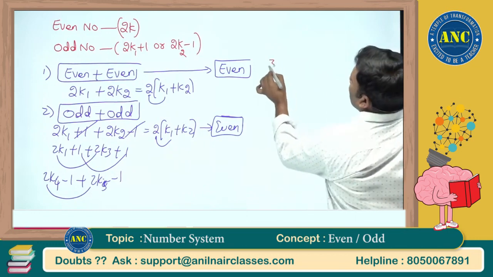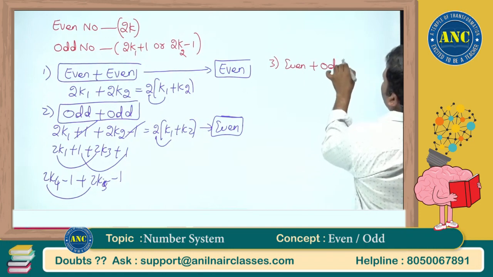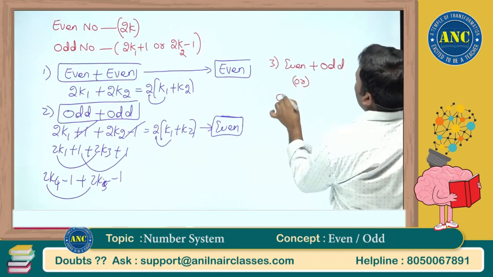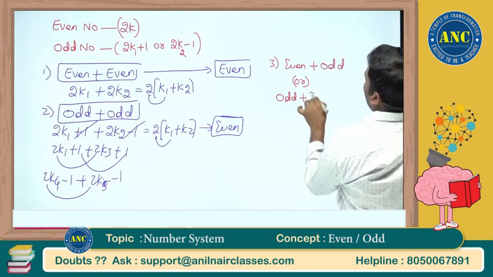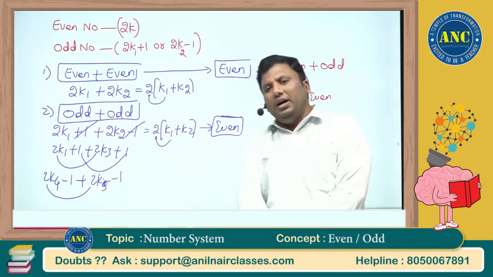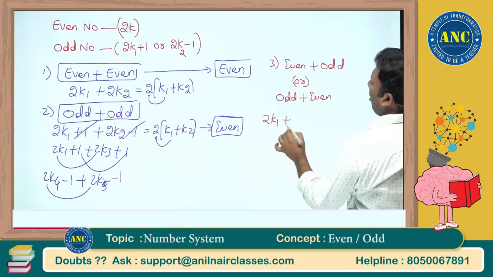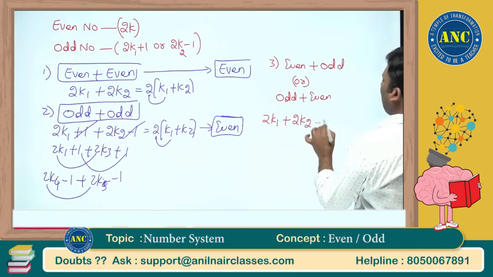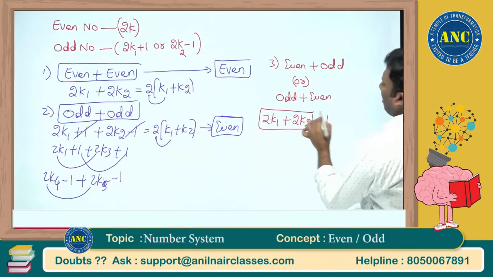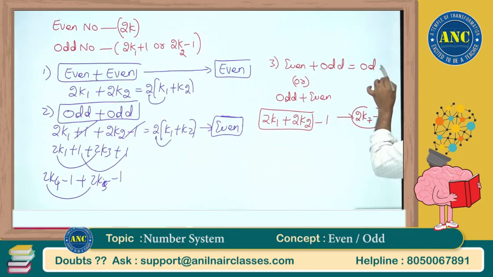Third important case: we took the same parity, now let me take even plus odd number, or odd number plus even number. A very beautiful CAT question can be developed based upon this concept. Even number is 2k1. Odd number is 2k2 minus 1. These are both divisible by 2, so it is 2k minus 1, an odd number.